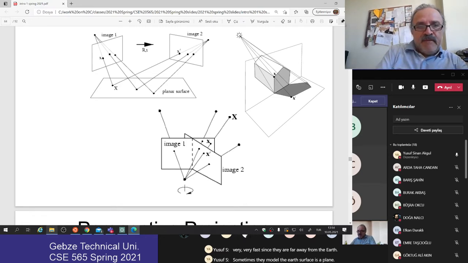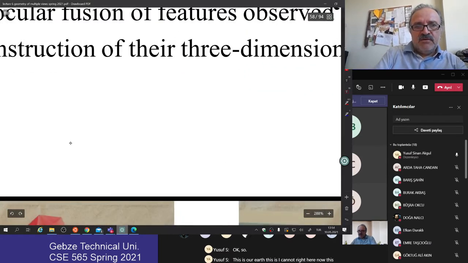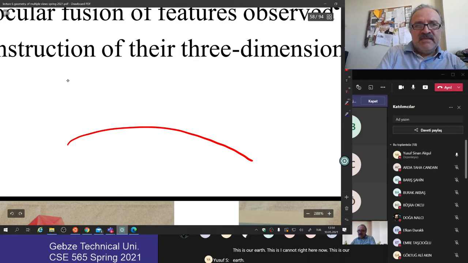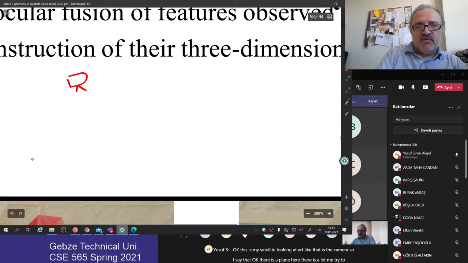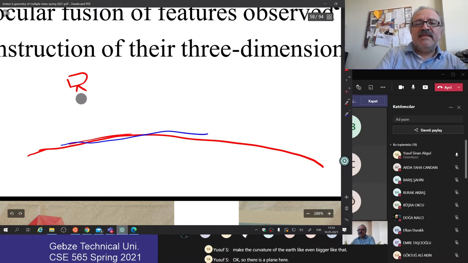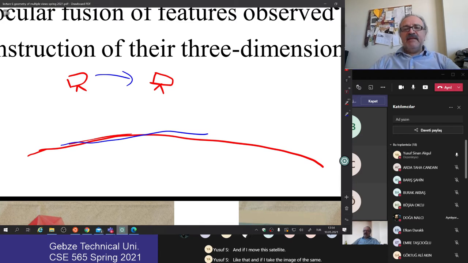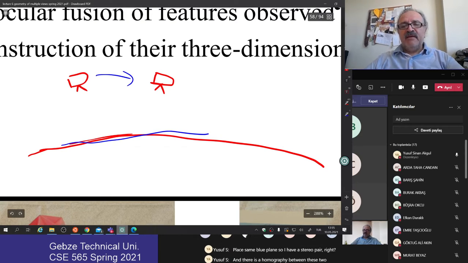Okay, so this is our Earth. I cannot draw it here now. This is my satellite looking at Earth like this. This is the camera. So I say that, okay, there is a plane here. Let me make the curvature of the Earth even bigger. And if I move the satellite like that, and take the image of the same place, the same blue plane, I have a stereo pair, right? And there is a homography between these two.